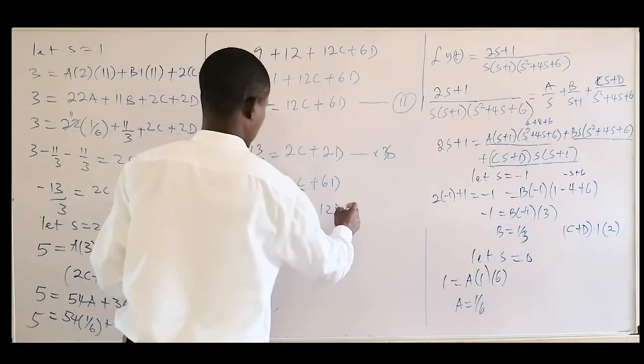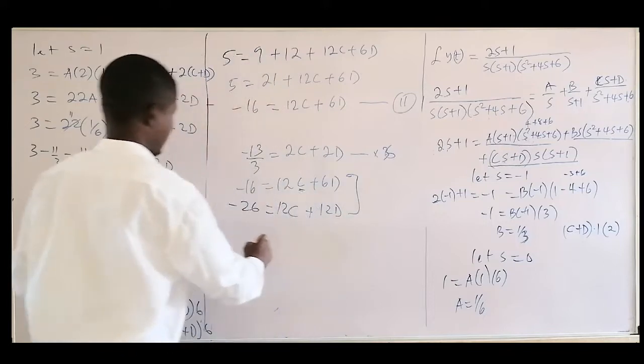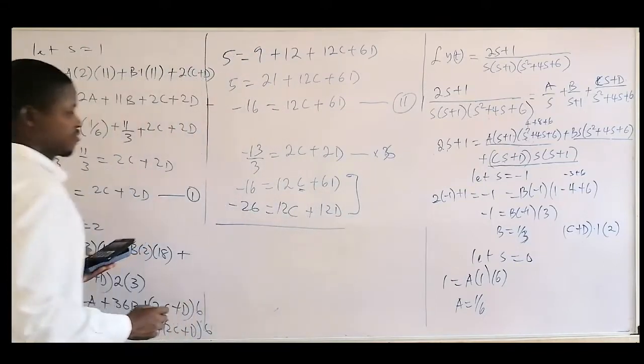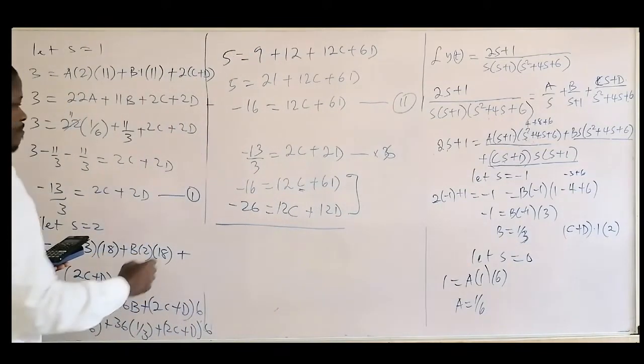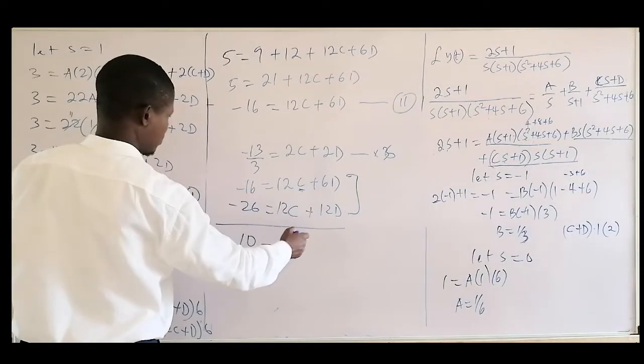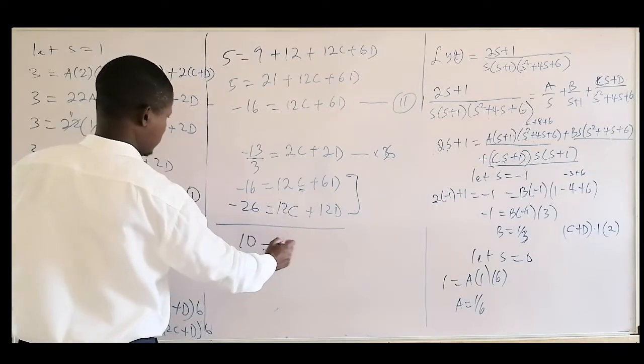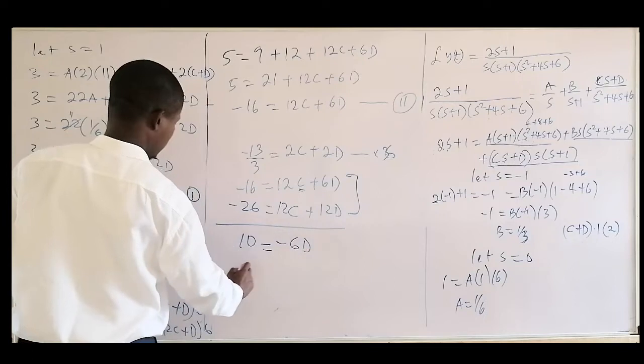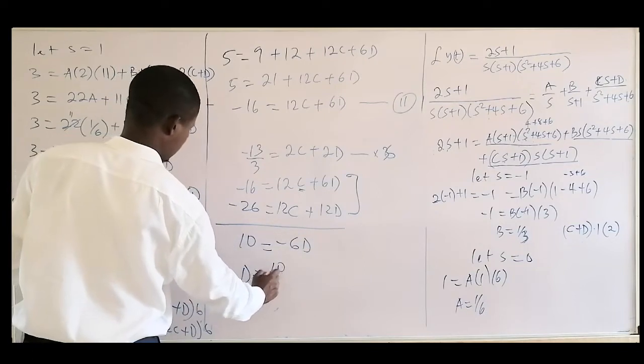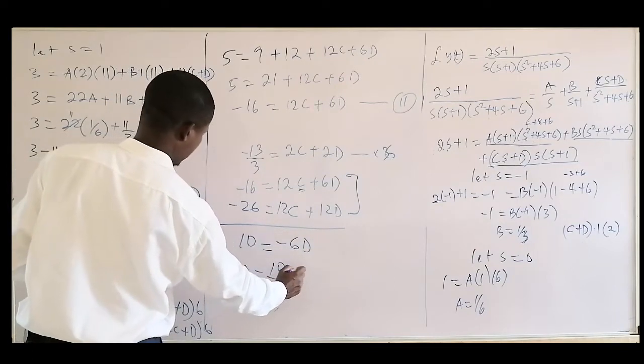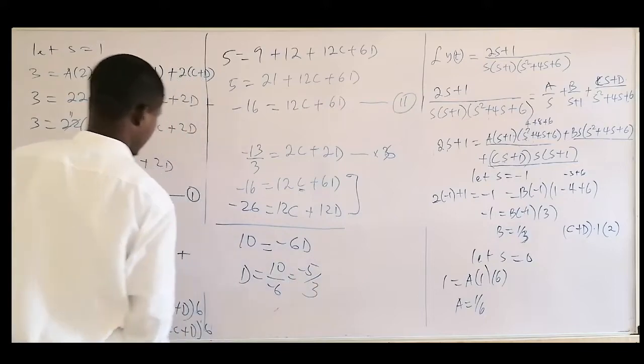Okay, so we can now solve these two equations together by subtracting. If you subtract them, we cancel, then we can get this one. 6d minus 12d, minus 6d. So d is equal to what? 10 over minus 6. And that's equal to minus 5 over 3.